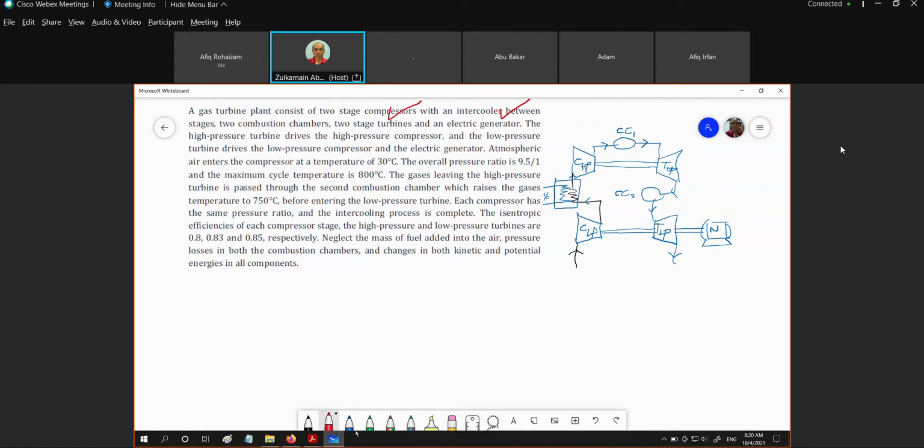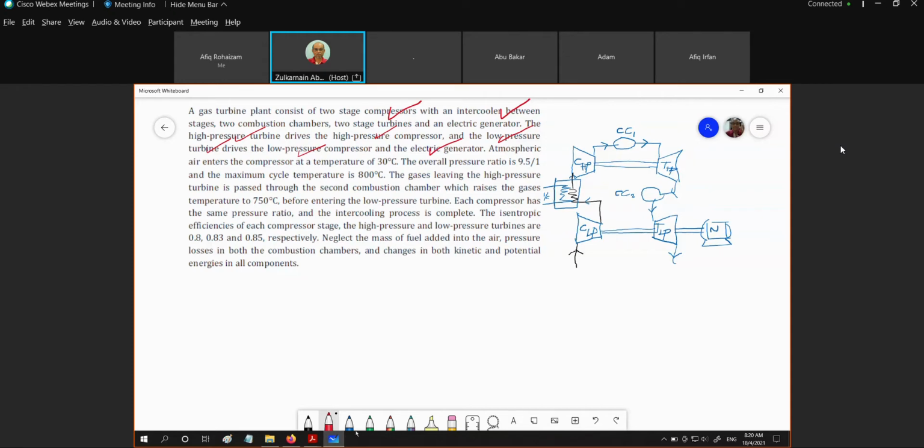And then we have a two-stage turbine, 1, 2. And we have an electrical generator. This is our electrical generator. So high pressure turbine, compressor completed, turbine completed, low pressure turbine drives the low pressure compressor. So the low pressure turbine runs the low pressure compressor and also the electrical generator. And the first turbine will run the high pressure compressor, which has been described right here. The turbine drives the low pressure compressor.